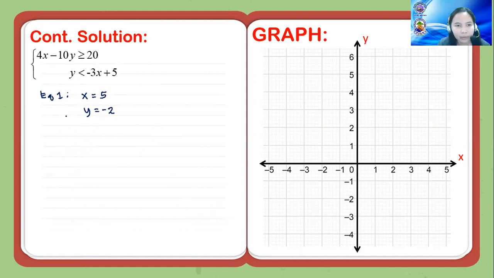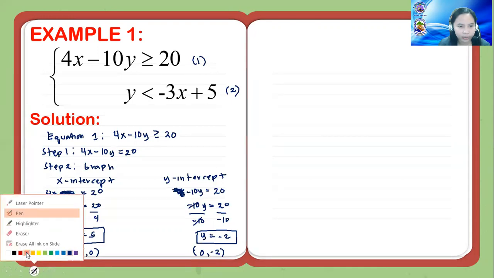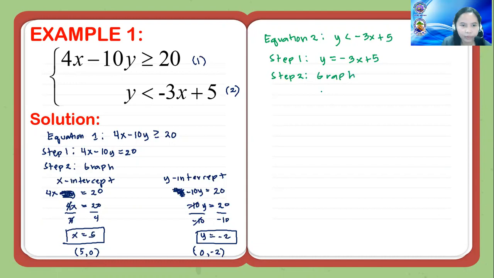Okay? And then let's go back for equation number 2. We just write the values. Okay? So let's have equation number 2, which is y is greater than negative 3x plus 5. So step 1, you have to replace the inequality symbol with an equal sign, y equals negative 3x plus 5. Then step 2, you have to graph. Okay, so we will now graph.